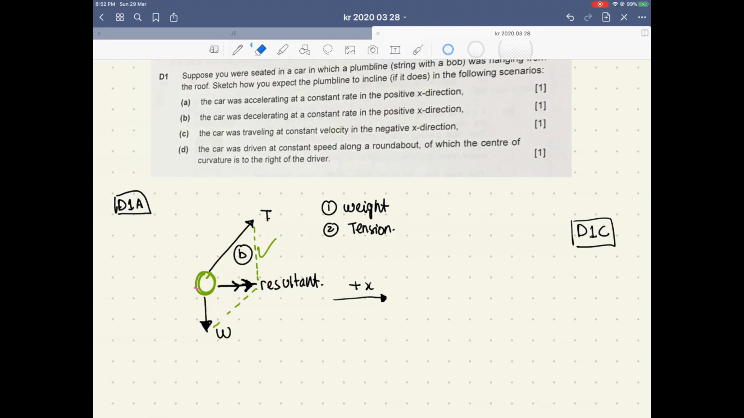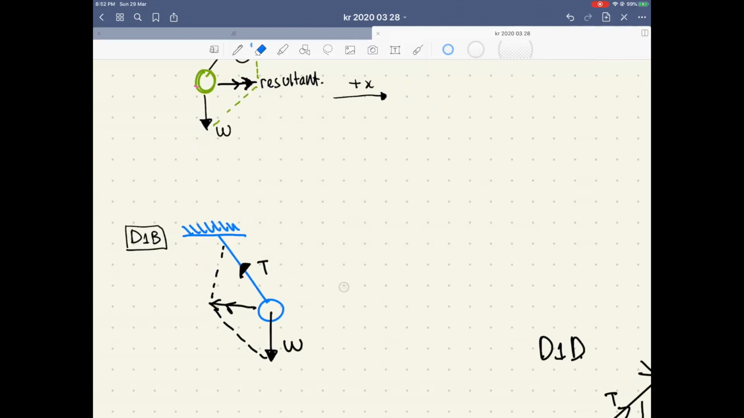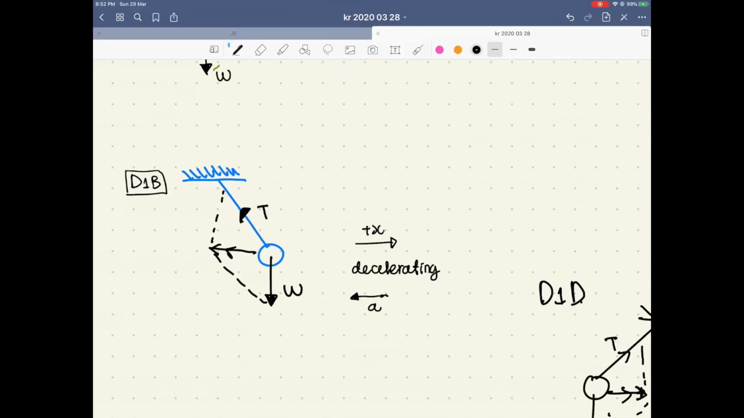How about B? The car was decelerating at a constant rate in the positive x direction. Again, we assume the positive x to be to the right, and decelerating. What does it mean? It simply means the acceleration is to the left. Very simple.